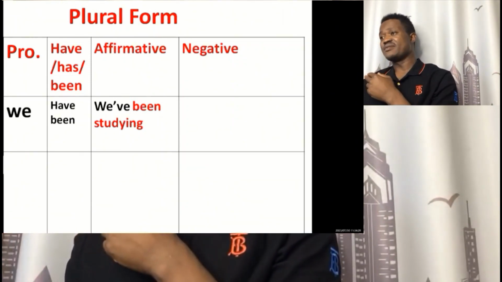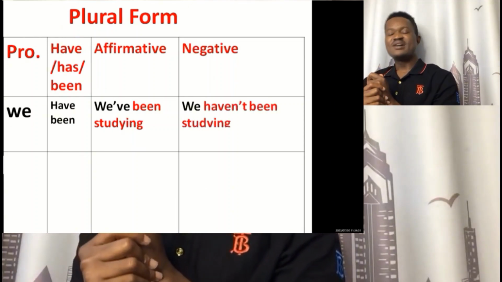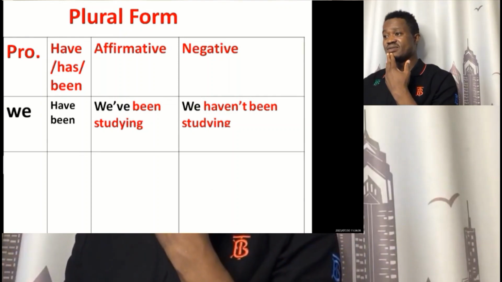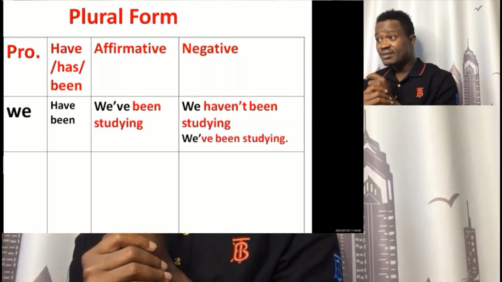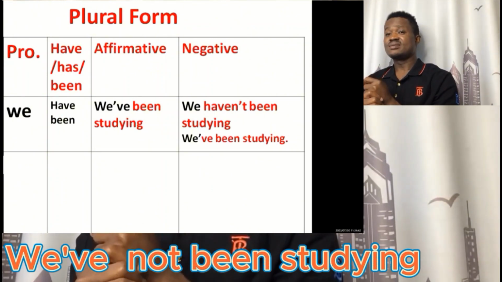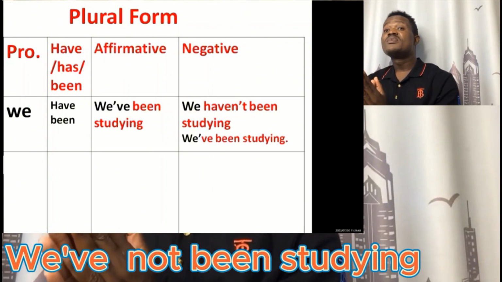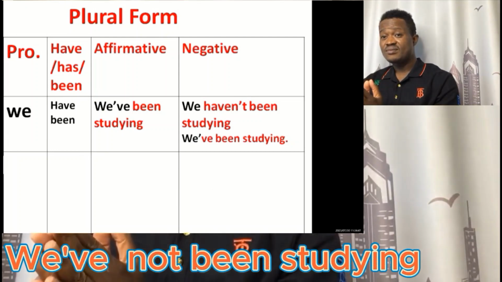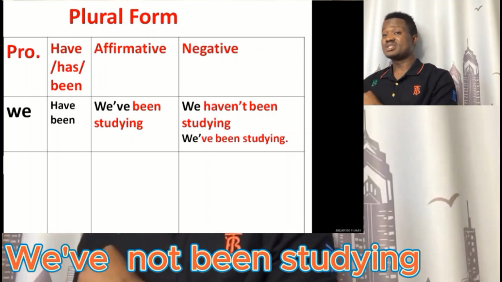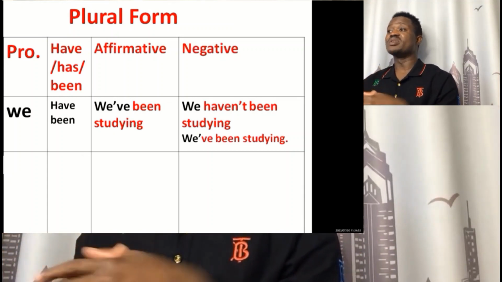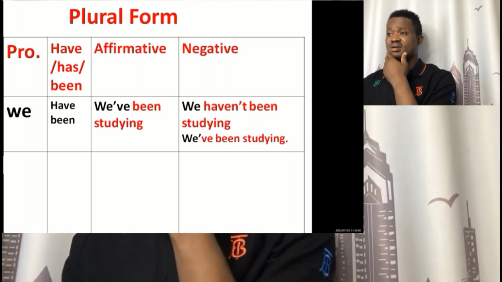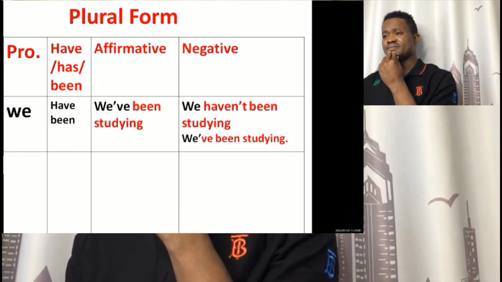So let's go to the negative form. We haven't been studying. The other form would be we've not been studying. You gotta listen. Some people use we've not been studying, but the common one is we haven't been studying.